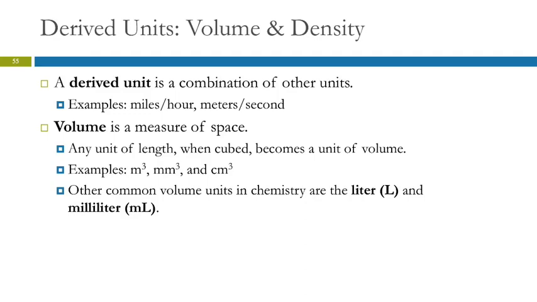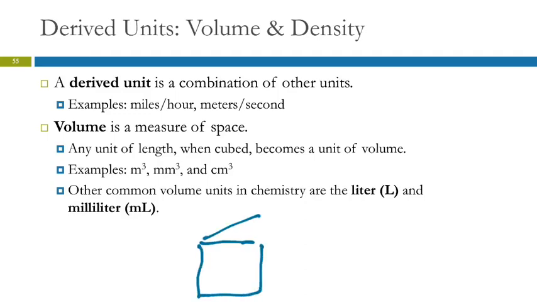So we talked about base units. There's also derived units. These are units that are a combination of other units. And the ones that are most important to us are volume and density. So volume is a measure of space, a measure of volume, right? It's hard to define volume without using the word volume. If you take a unit of length and cube it, multiply it by itself twice, you get a unit of volume.